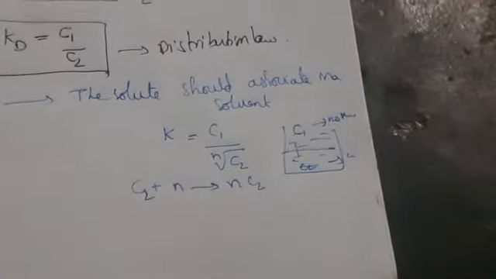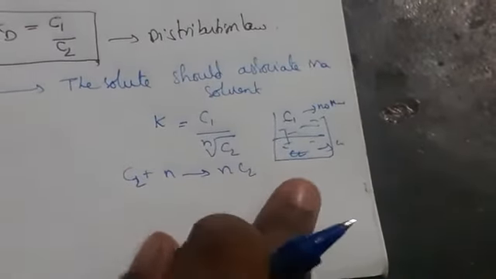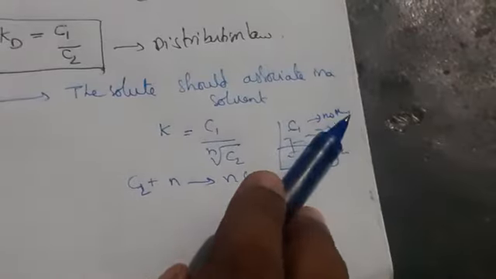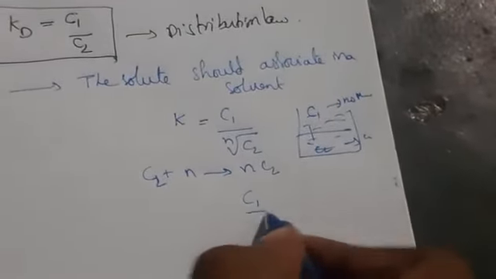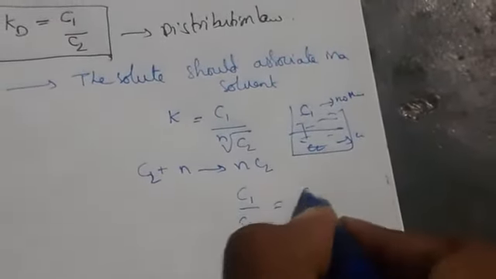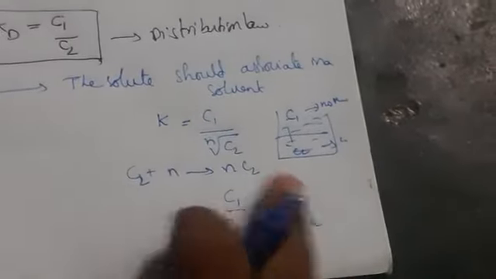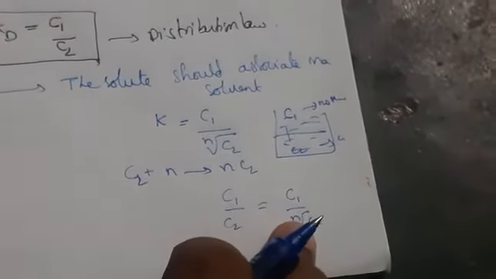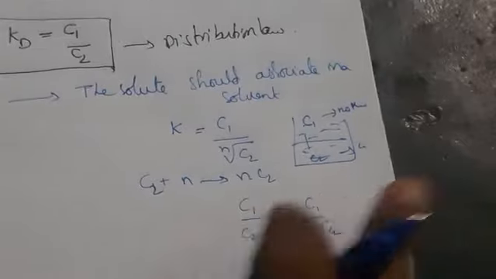So according to this, there is a change in the second phase only. There is no change in the first phase. But according to the distribution law, the formula is C1 by C2. So in place of C2 we write n root C2, because here we are taking the root. Here it is forming a bimolecular compound.